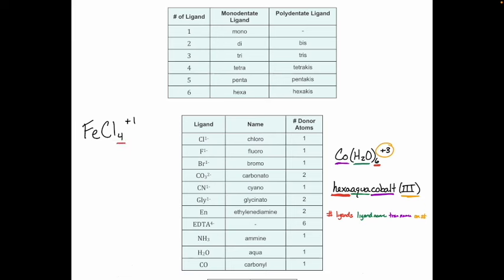All right, so I got 4 of those ligands, so this would be a tetra. Those ligands are chlorines, so they are chloroligands, tetrachloro. My transition metal is iron.